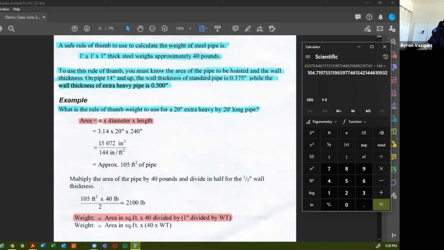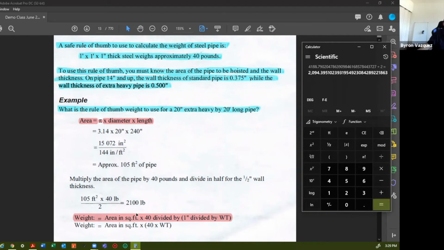So multiply the area of the pipe by 40 and divide in half for a 1/2 inch wall thickness. Now there's more than one way to do this. We're going to do it every single type of way. So basically we'll multiply by 40, like they mentioned, and then we'll divide by 2. And that roughly gets us our answer.